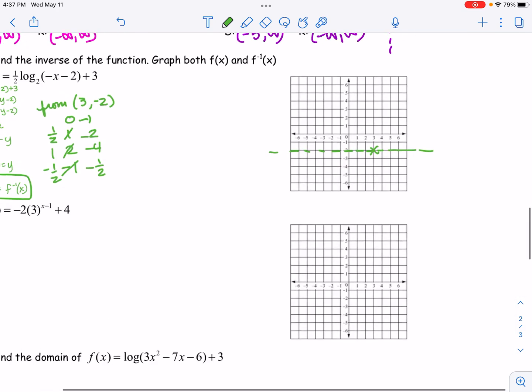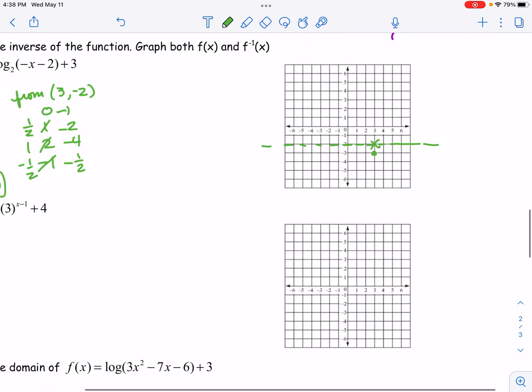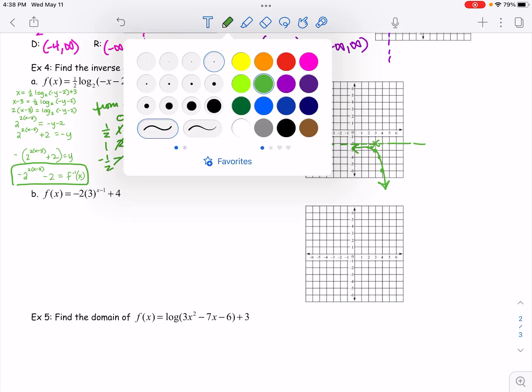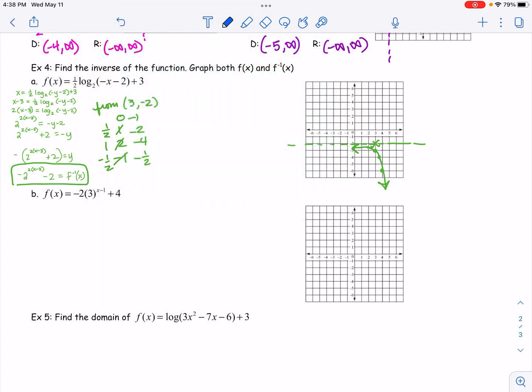Now I graph these points. (0, -1), (1/2, -2), (1, -4), and then (-1/2, -1/2). Oh, right there. So I'm getting this for the inverse of that function, which is an exponential. Now I need to go back and graph the original.